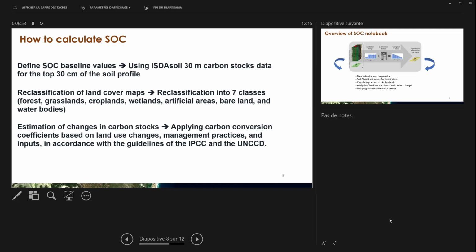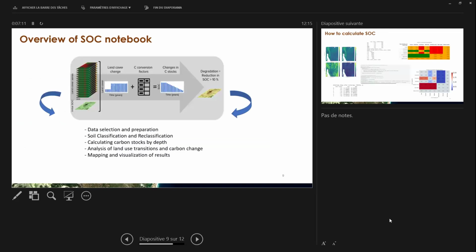And finally, the estimation of the changes in carbon stock by applying carbon conversion coefficients based on the land use land cover, the changes to the management practices and inputs, in accordance with the guidelines of the UNCCD and other references. So this is an overview of the methods that we used.